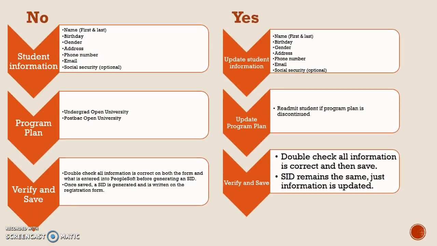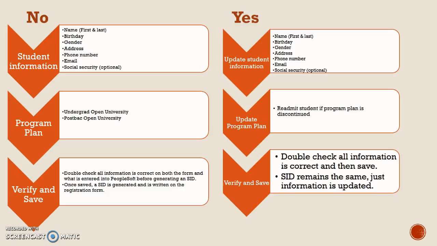As you can see, there are two different processes in which a student can either have or does not have a Coyote ID number. If a student does not have a Coyote ID number, we will then collect the student's basic information: name, birthday, gender, address, phone number, email, and Social Security is optional. From there, we will create a student's program plan depending on whether they are an undergrad or a postgrad status. We will also verify all information on the form and what is entered into PeopleSoft before generating a student ID number. Once the system is saved, a student ID number will be generated and is written on the form.